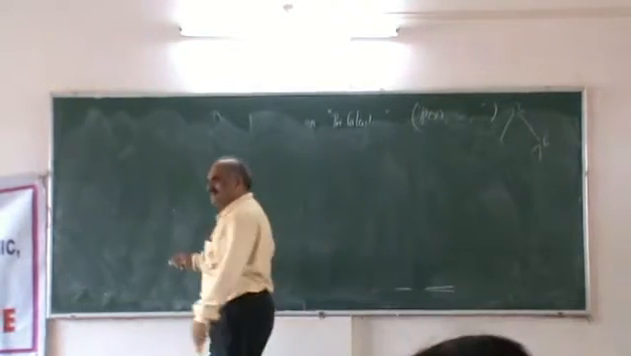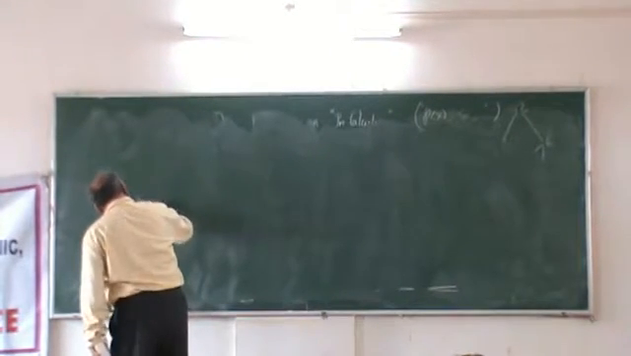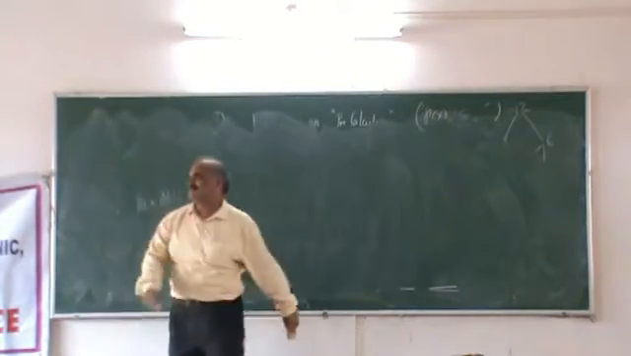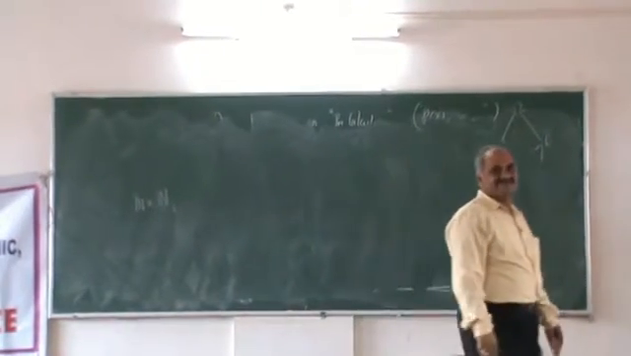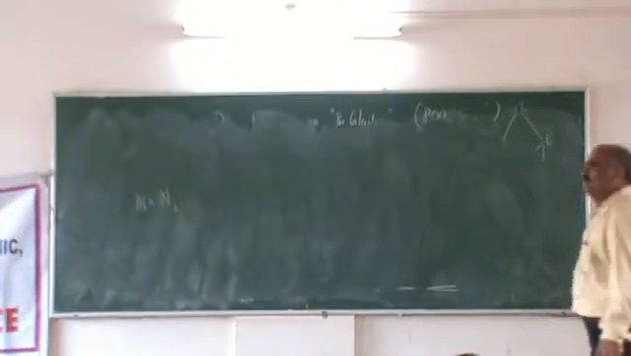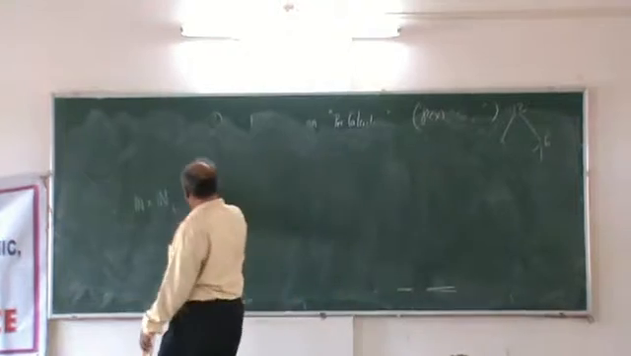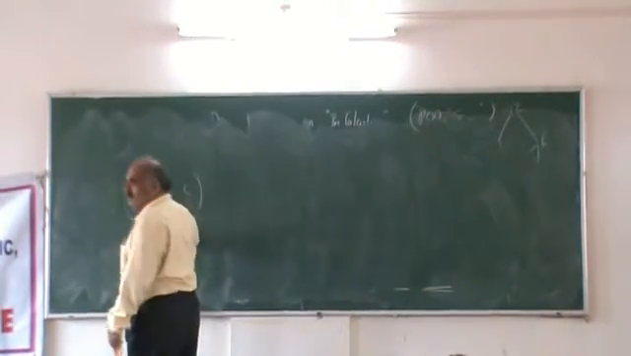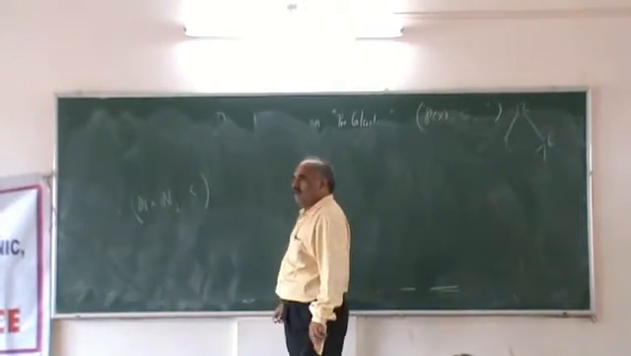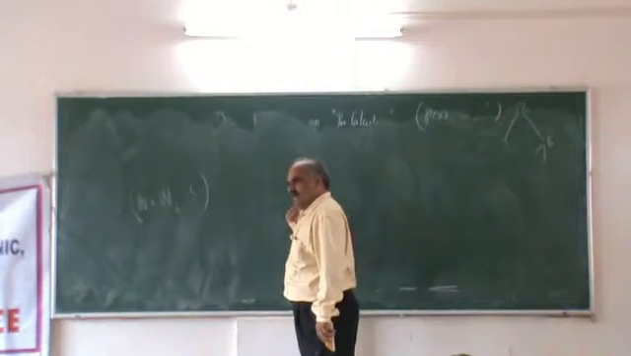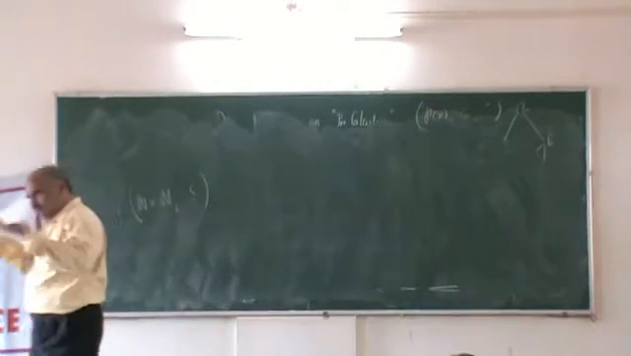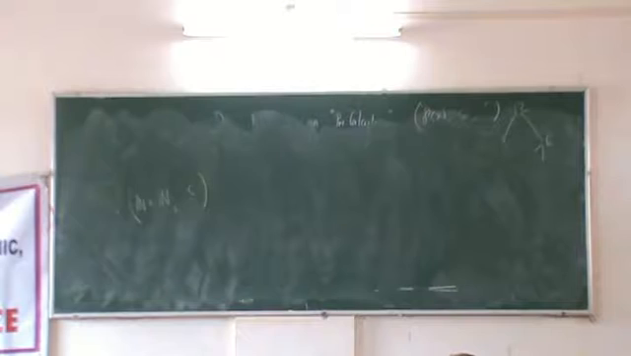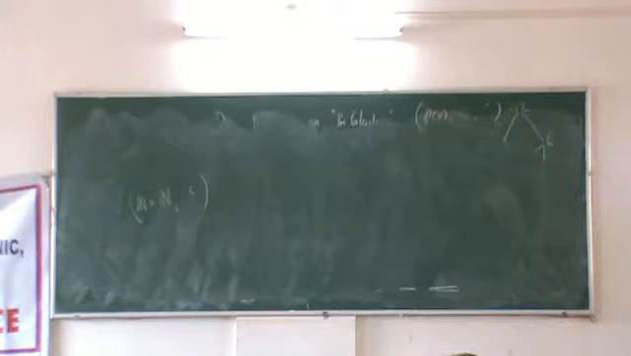If you do this, you try this for N cross N. I call that a one-dimensional lattice. The picture I am giving is on a plane. Now I call this a two-dimensional lattice.